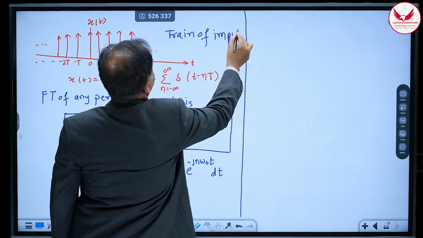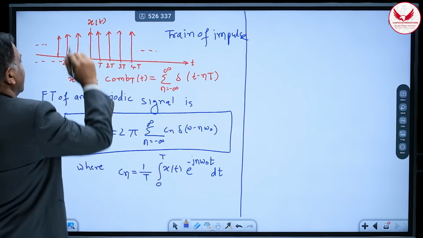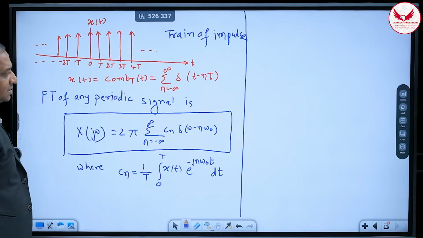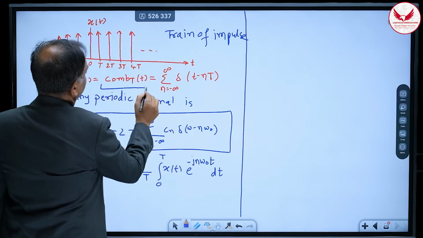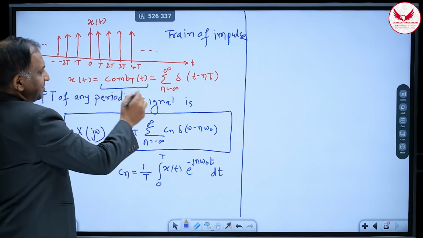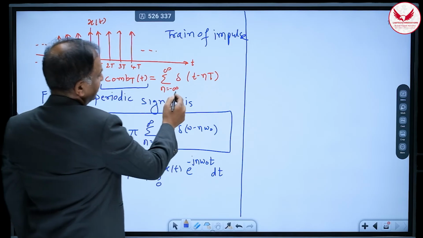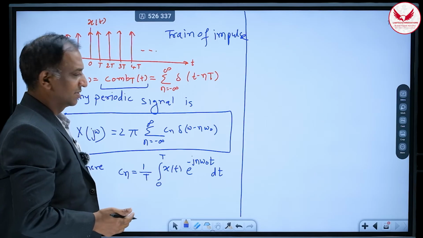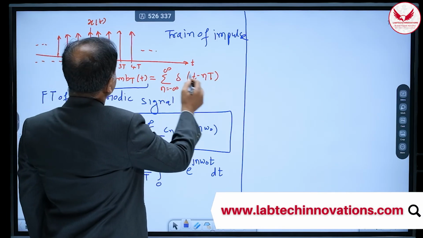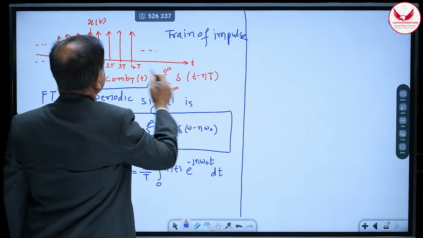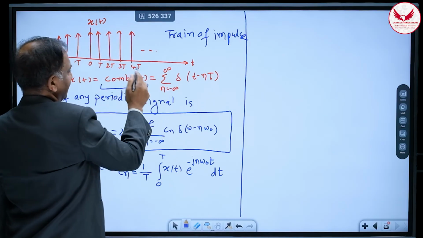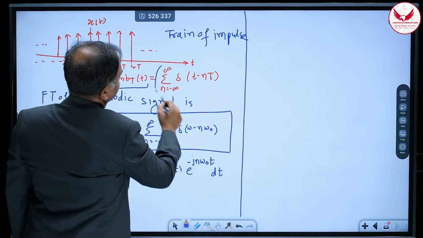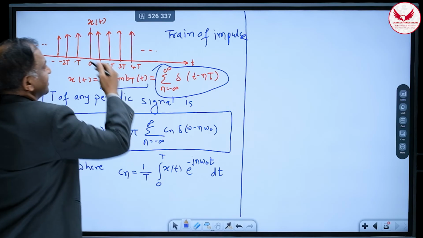Impulse is nothing but delta of t. So this is delta of t minus capital T, delta of t minus 2T, which are delayed, and these are advanced signals. This signal is also called the comb signal, comb T. The periodic signal is equal to summation n equal to minus infinity to infinity of delta of t minus nT, where n goes from minus infinity to infinity. So t minus T is this pulse, t minus 2T is this pulse, t minus 3T, and so on. It is the addition of all these signals, so this train of impulses is represented by this signal, and this is a periodic signal.